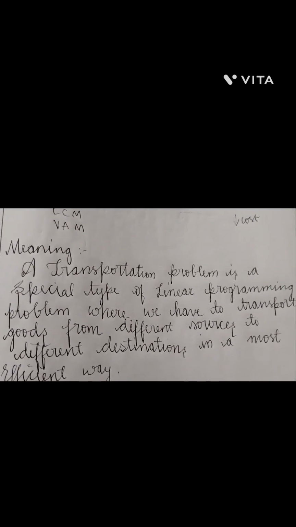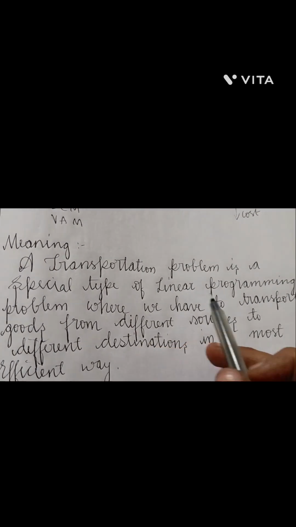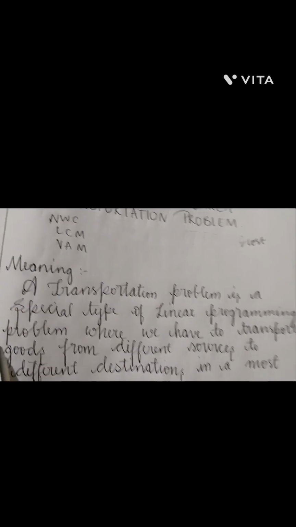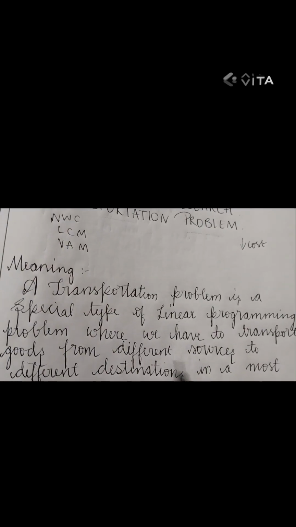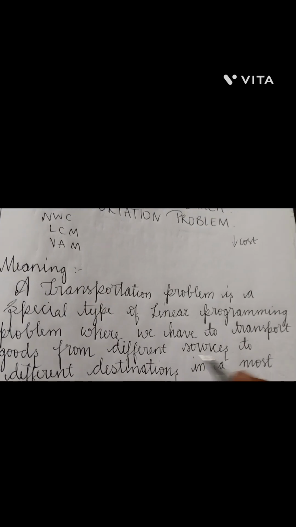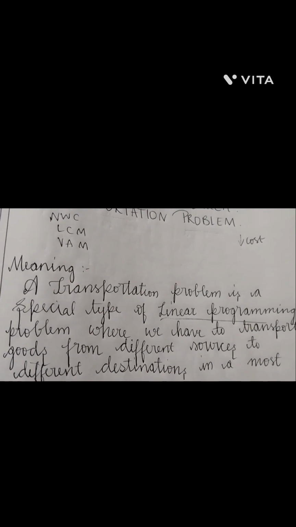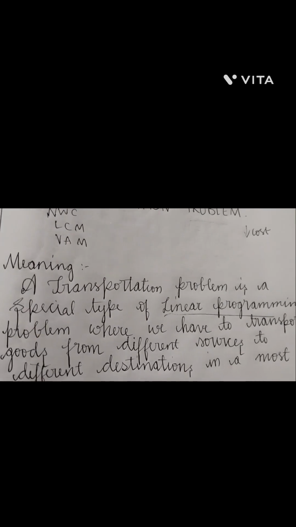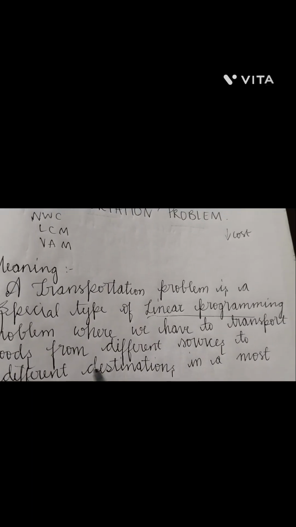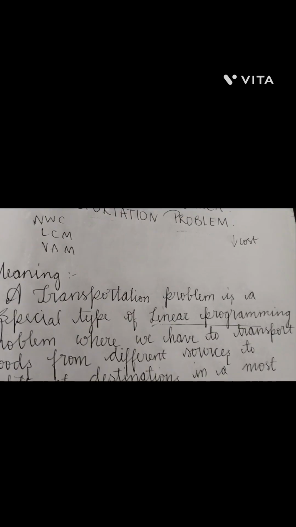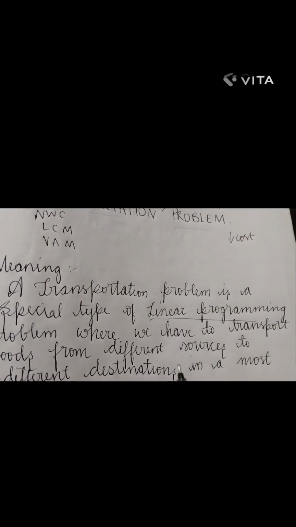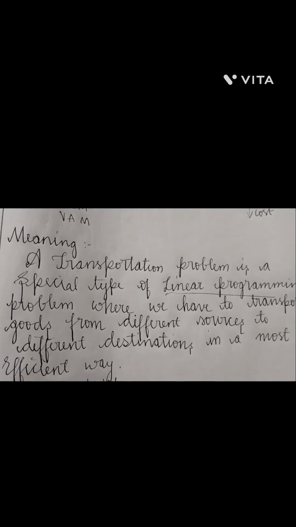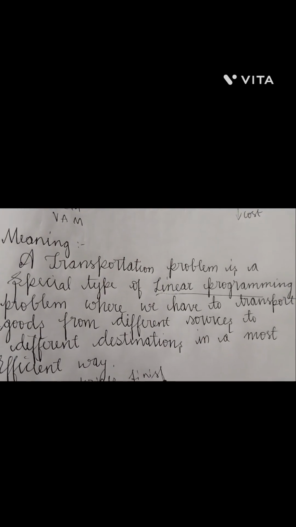So let us understand this definition step by step. A transportation problem is a special type of linear programming problem. Here, special type means it is not a completely new concept. It is actually a part of linear programming, but it focuses only on transportation situations, where we have to transport goods from different sources to different destinations. This means we are dealing with movements of products like raw materials and finished goods from one place to another.